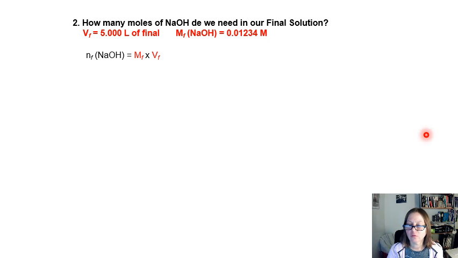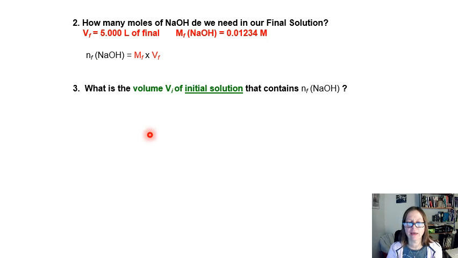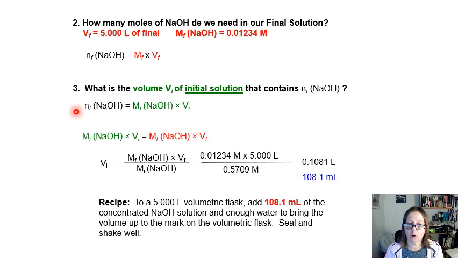This number of moles of sodium hydroxide is provided by our initial solution. So the question is, what is the volume of initial solution that contains this number of moles of sodium hydroxide that we want in our final solution? We can also calculate this by using the same equation. This number of moles is the initial molarity times the initial volume. This is what we're looking for.